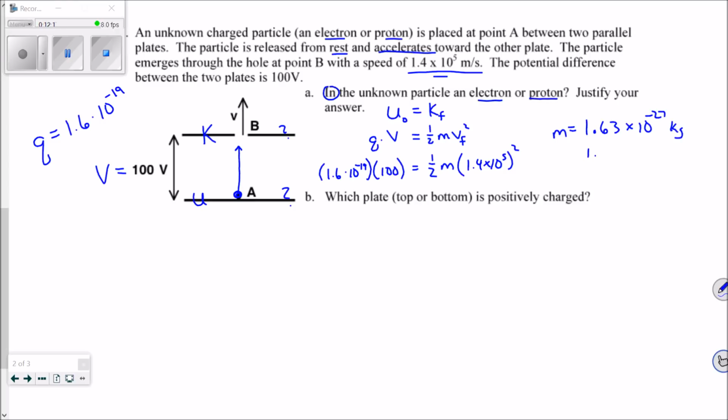1.63 seems awfully close to 1.67. I think that's close enough to know that this must be a proton because the size matches. Which plate is the positively charged plate? I'm going to erase my question marks here. If I place a positive here and it goes shooting upward, I must have a positive plate down here to repel it. I also have a negative plate up top to attract it. So that was worksheet number 2.